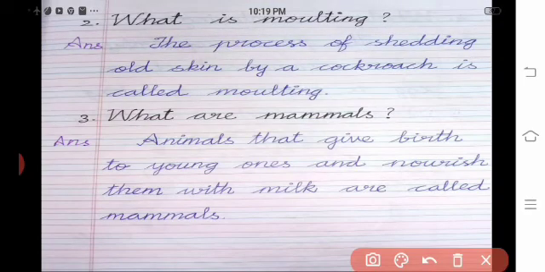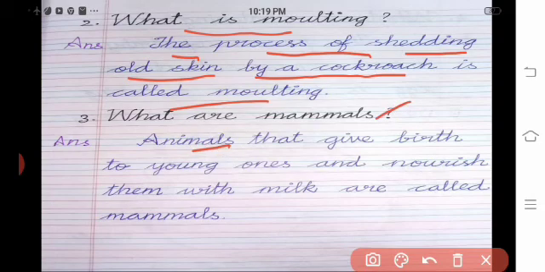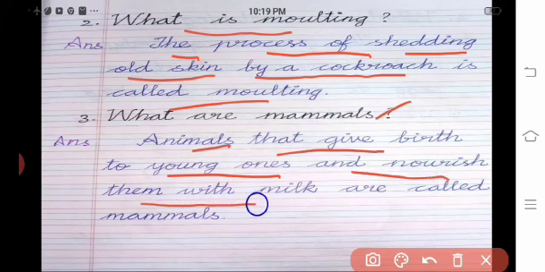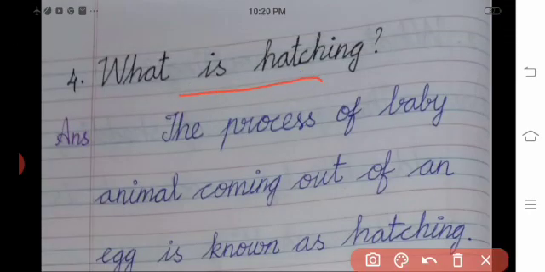Next, what is molting? The process of shedding old skin by a cockroach is called molting. What are mammals? Animals that give birth to young ones and nourish them with milk are called mammals. Next, what is hatching? The process of a baby animal coming out of an egg is known as hatching.